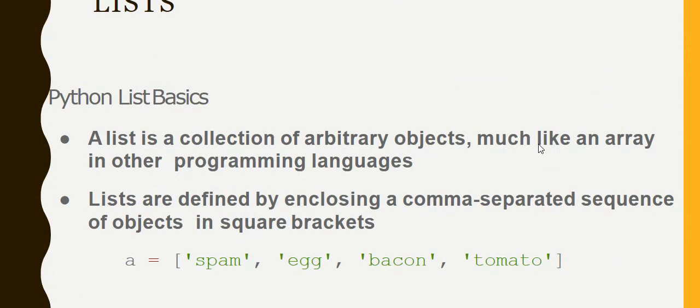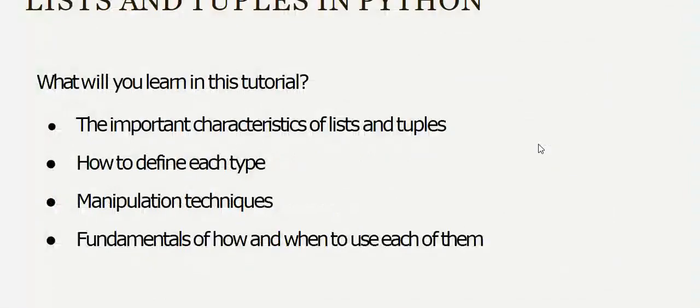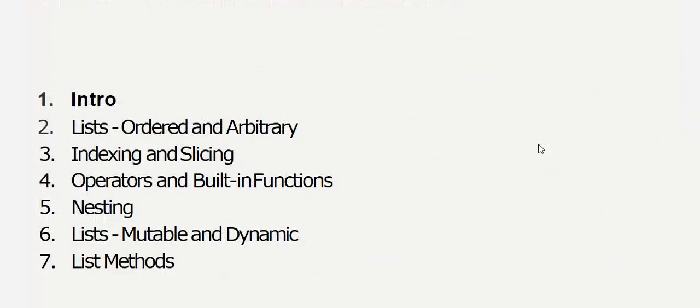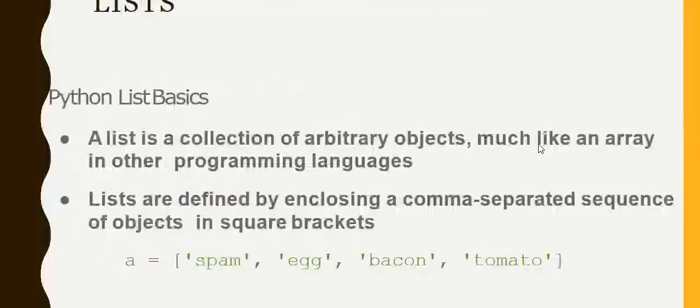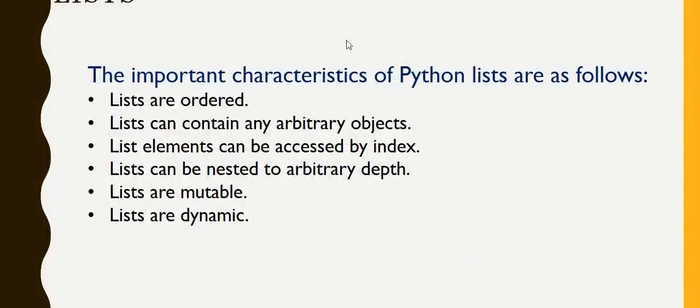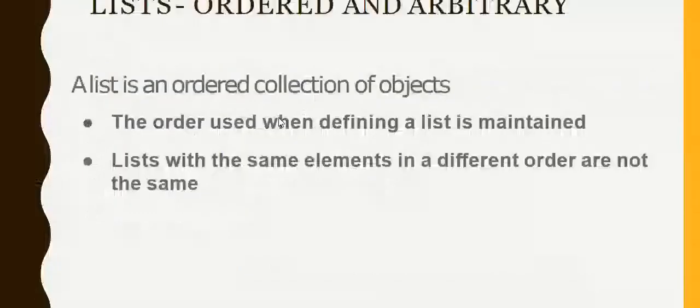So moving to the next topic, what is it? Arbitrary, ordered. Okay, the meaning of ordered. So the important characteristics of Python lists are that they are ordered, and they can contain any arbitrary objects. They can be accessed by index. Okay, let's understand all these points one by one.